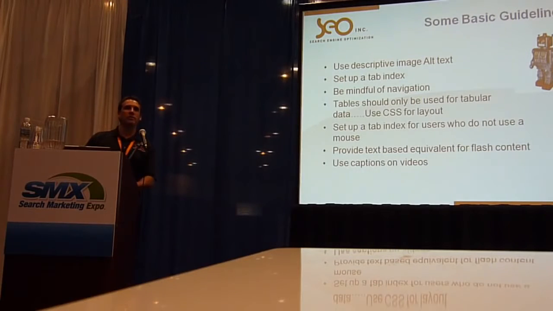In addition to that, set up a tab index. A lot of people that are visually impaired do not use a mouse. They use their keyboard to navigate your website. Okay, so setting up a tab index is something that you can do that will help people like Amber and other people with vision impairments navigate your site.